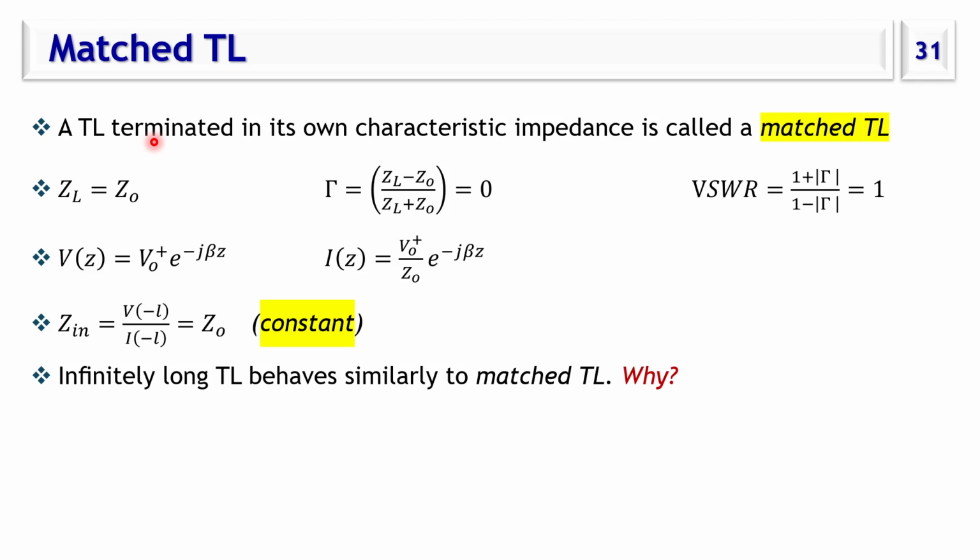A fourth special case of transmission line termination is the matched transmission line. Matched transmission line means ZL equals Z naught. So the reflection coefficient equals 0, and the standing wave ratio equals 1. There is no reflection, all the waves are in the positive propagation. Z input is not varying, it's equal to the characteristic impedance at any point on the line.